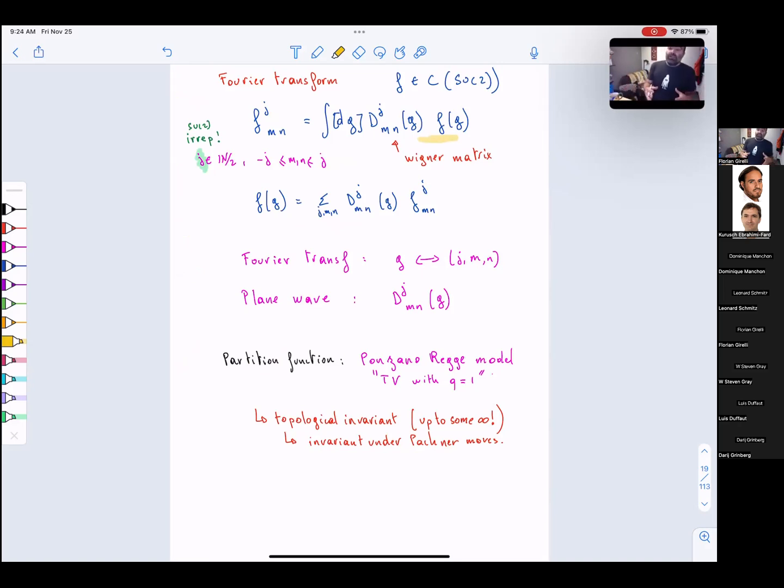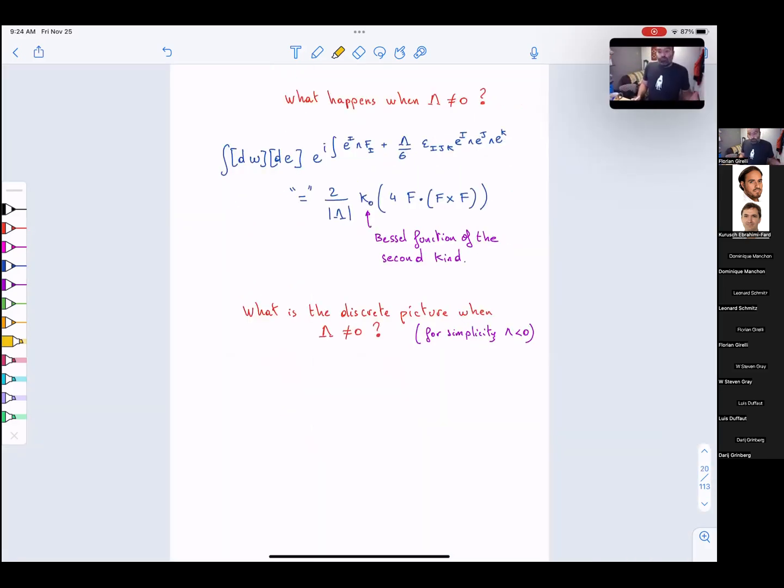So this is how this BF action that I told you about at the beginning can be related to this topological invariant that I started with before. And here I did it in a simple case where lambda is 0. So what happens if lambda is not 0?